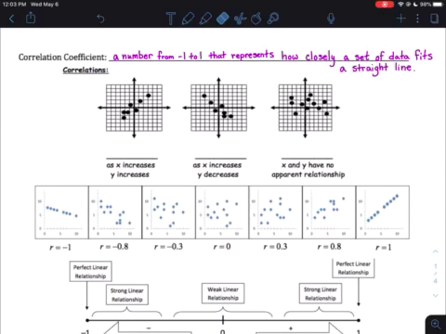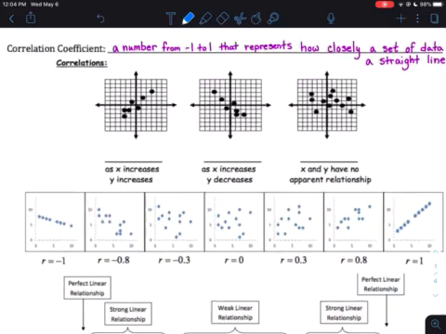All right, guys, today we are going to talk about correlation coefficients and the correlations of data. So first we have our definition here of a correlation coefficient. It is a number from -1 to 1 that represents how closely a set of data fits a straight line. So when we're talking about the correlation, we're talking about the relationship. We have different strengths and we have different directions. So first we're going to talk about the direction.